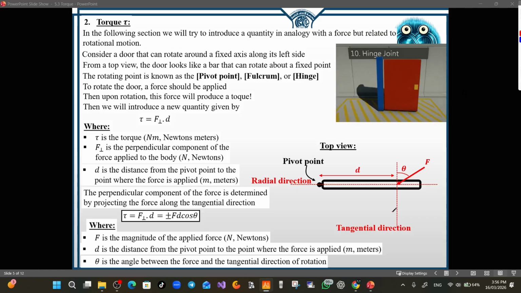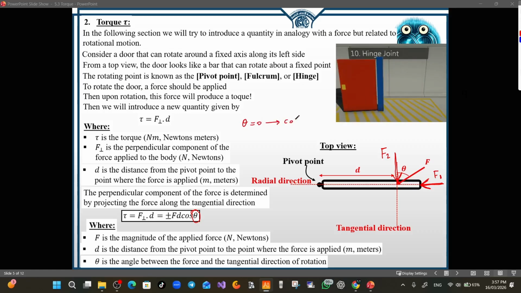Now, let's consider two important cases. The first case, what will happen if we apply the force in this direction? So we have a new force, let's call it F1. This force is applied toward the radial direction, and another force here, let's call it F2, is applied perpendicular to the rod. Since according to the formula we need to consider the angle between the force and the tangential direction, we know that if the angle is zero, then cosine of zero is 1. For F2, the angle is zero because F2 is parallel to the tangential direction.